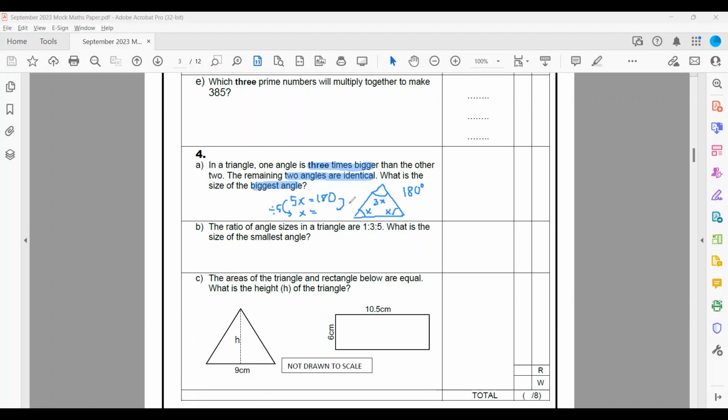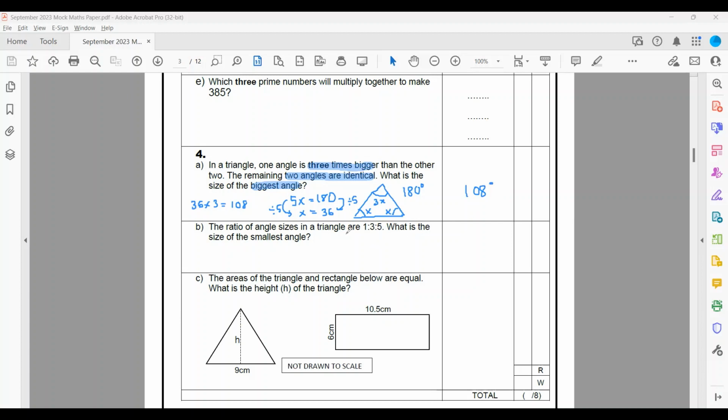So 180 divided by 5 will give you 36. So that's the size of 1x. We have 3x's. So we then need to do the sum 36 times 3, which is 108. And then we can write over here 108 degrees. Now you won't be marked down if you don't put the degree sign.